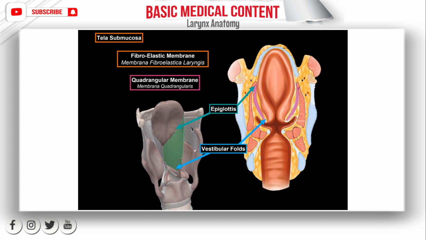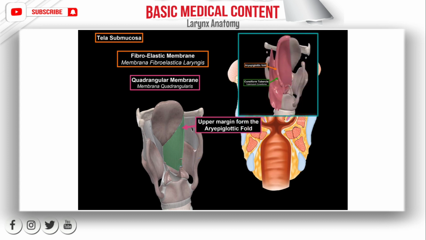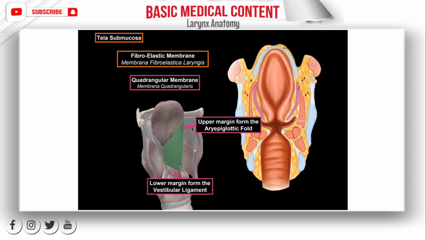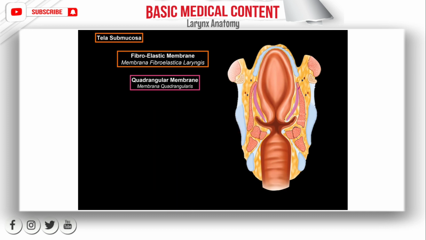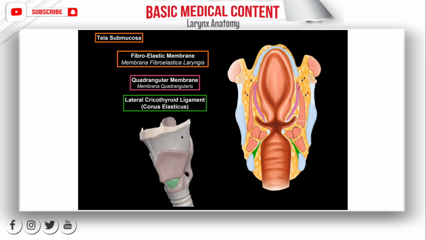Now, there are two margins left that aren't connected to anything. The upper margin forms the ariepiglottic fold. If you remember this one from earlier, the ariepiglottic fold is a fold lining the entrance of the larynx. The lower margin forms the vestibular ligament, which is a ligament you see down here, going between the arytenoid cartilage and the thyroid cartilage. The other fibroelastic membrane we have is the conus elasticus, or the lateral cricothyroid ligament. It's this one, if you remember this from earlier.